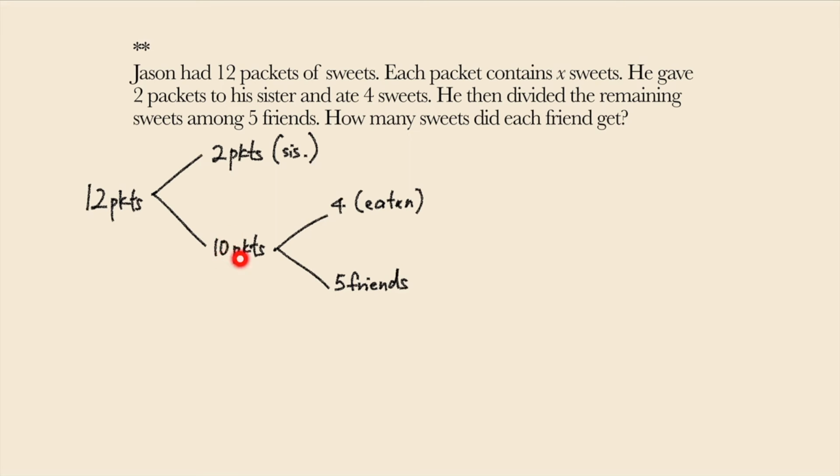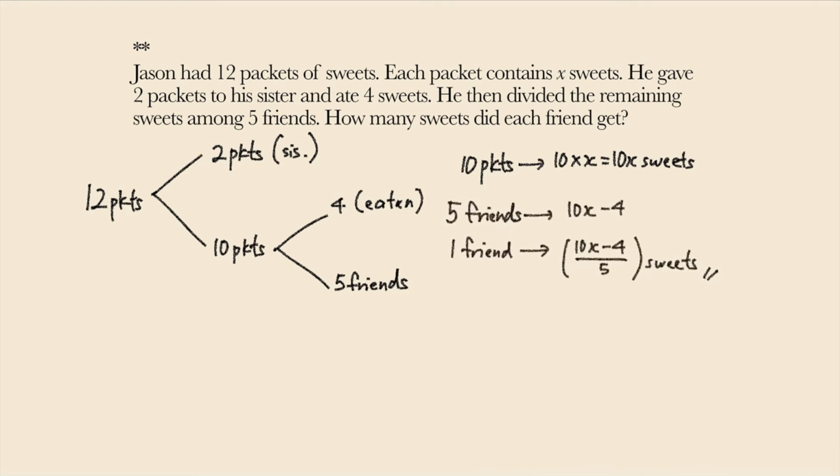Okay, let's find the actual number of sweets here and subtract 4, shall we? Then we would find the number of sweets given to the 5 friends. So if one packet contains X, 10 packets would contain 10X. In other words, we know that there are 10X sweets here. 4 eaten means 10X minus 4 is what is remaining. So that's given to the 5 friends. So the sweets per friend would therefore be the entire expression divided by 5.